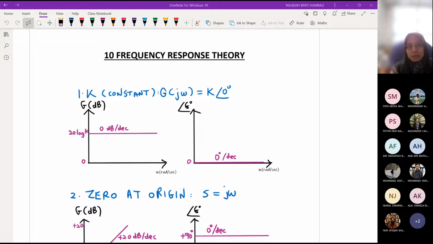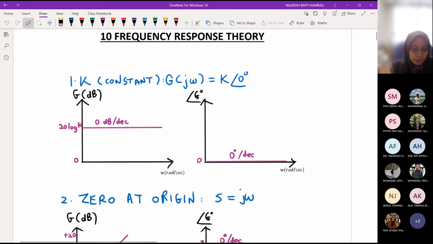And you need to practice Bode plot sketching very quickly so that you can finish the design question within the allocated time. Otherwise, if you sketch the Bode plot very slow, you cannot finish the design part. You only can finish by analyzing the stability of the Bode plot if you need to. Okay, some students spend too much time on sketching the Bode plot until they cannot finish the design question part, where the design question part contributed a lot of marks. Okay, so you need to practice a lot so that you can sketch the Bode plot very quick. So this is our frequency response theory.